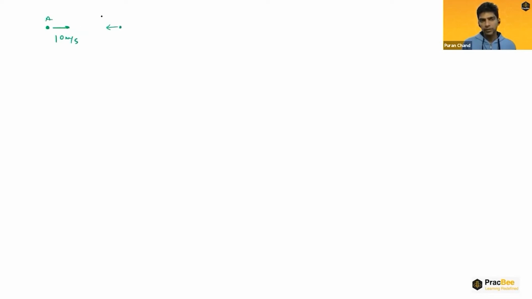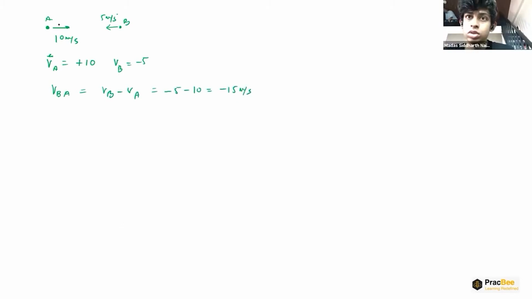So let us see another case. A is moving with a speed of 10 meter per second in the right direction, and B is coming in the left direction with a speed of 5 meter per second, right? Now, what is the velocity of A? It will be plus 10 in the ground frame. The velocity of B will be minus 5. So the velocity of B with respect to A will be VB minus VA, which is minus 5 minus 10, so it comes out to be minus 15. So A will find B is coming towards him with a speed of 15, because both have velocities in the opposite direction.